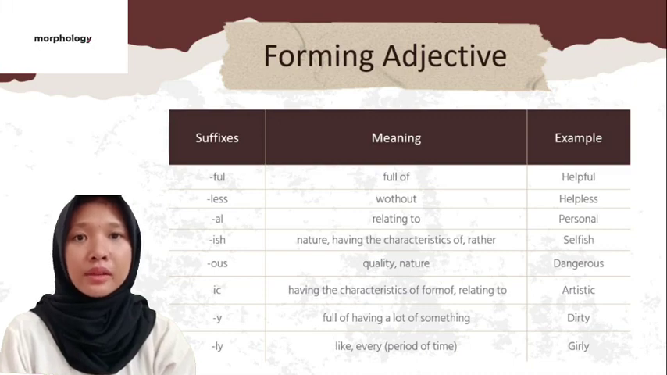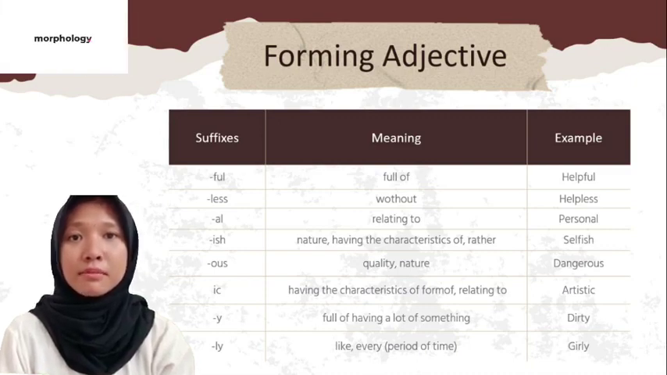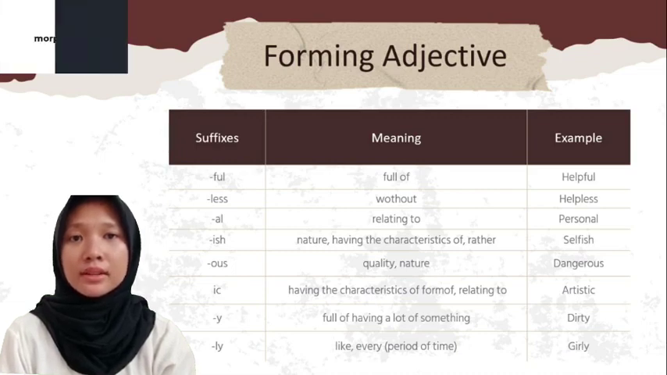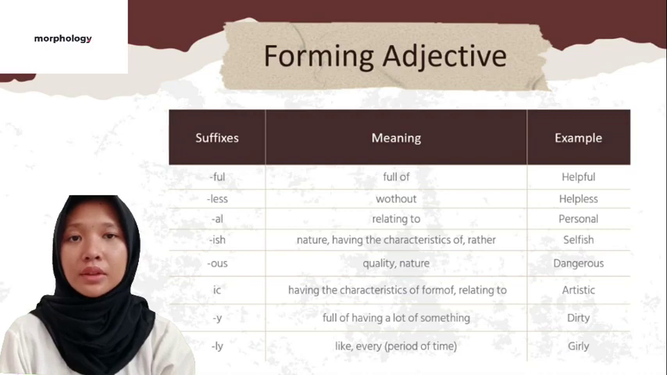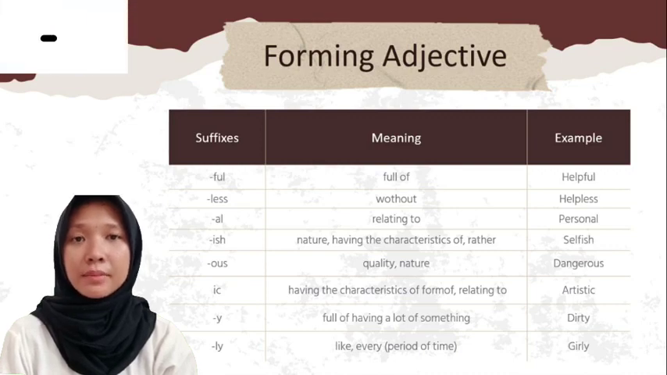Forming adjectives. Suffix ful, meaning full of. Example, helpful. In sentence, it'd be helpful to not have to go alone. Suffix less, meaning without. Example, helpless. In sentence, I've never seen you looking so helpless. Suffix al, meaning relating to. Example, personal. In sentence, everyone else's personal life is open to you.